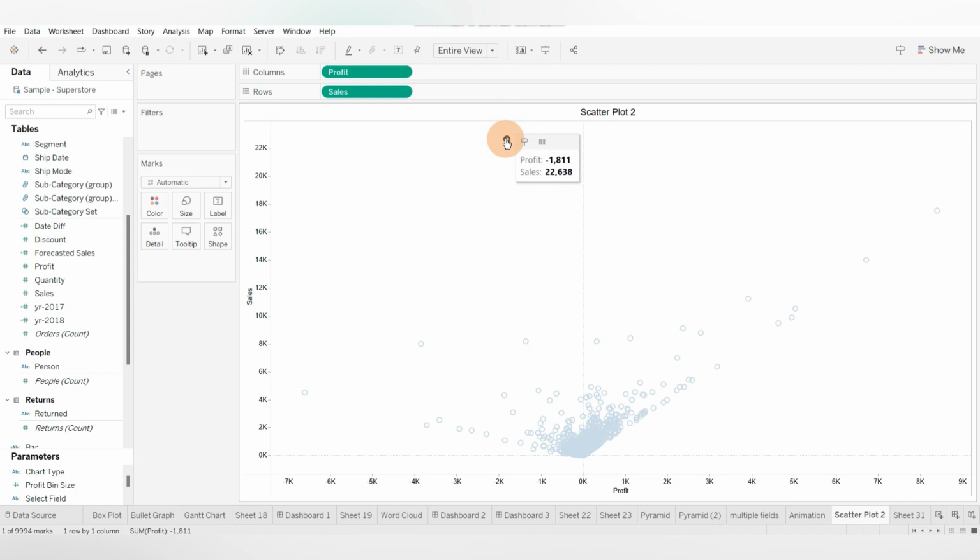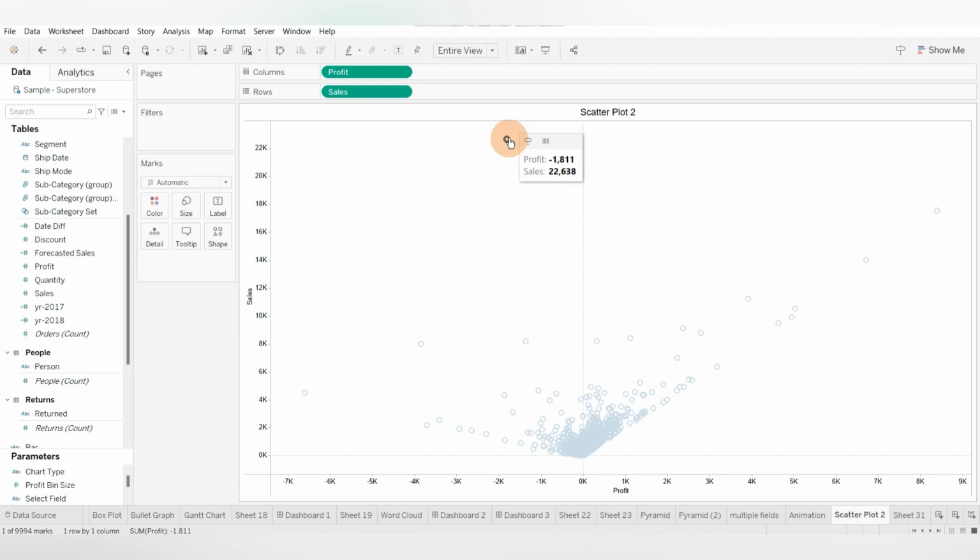So I can call this point an outlier because my major points were lying in the area below, and only one point is lying here. Outliers may need to be removed if we are calculating averages or medians, or doing any statistical analysis, because outliers can change the result of the statistical analysis.